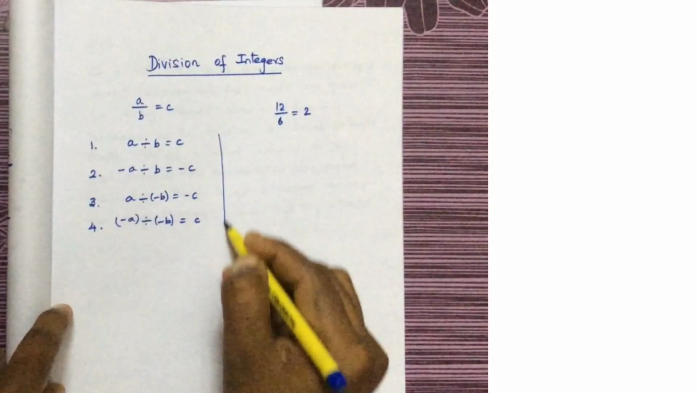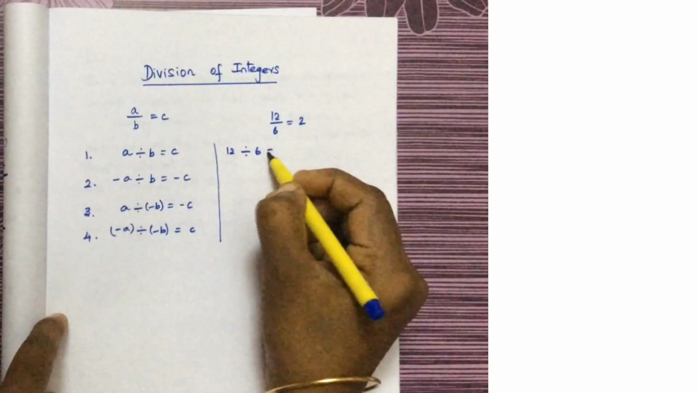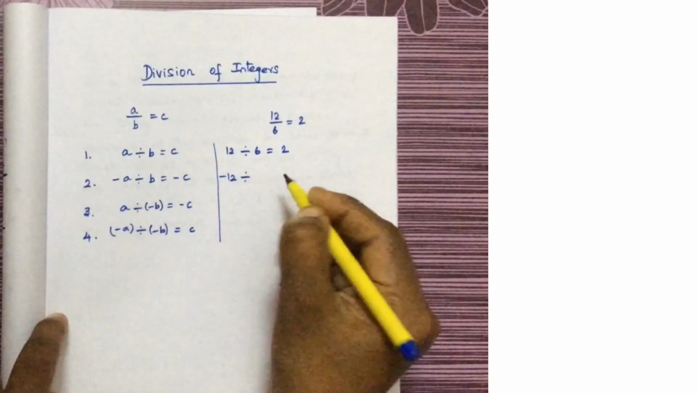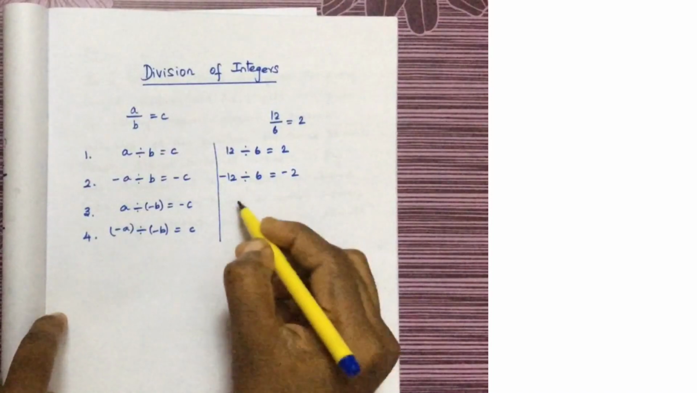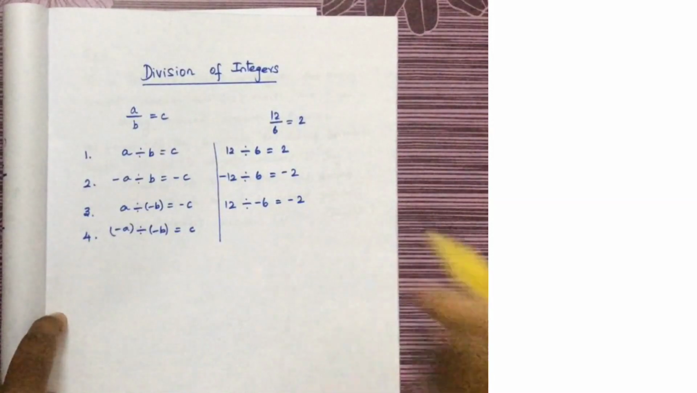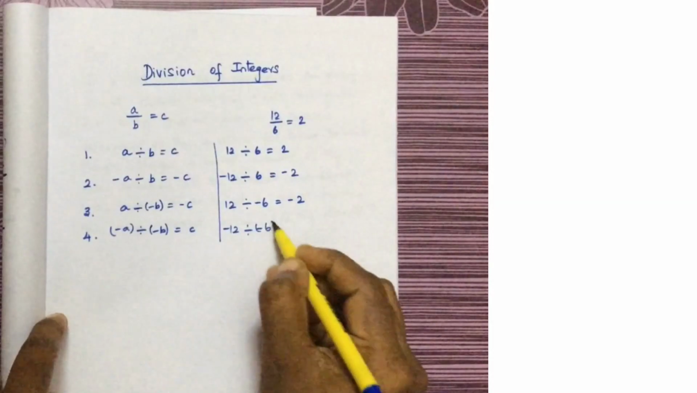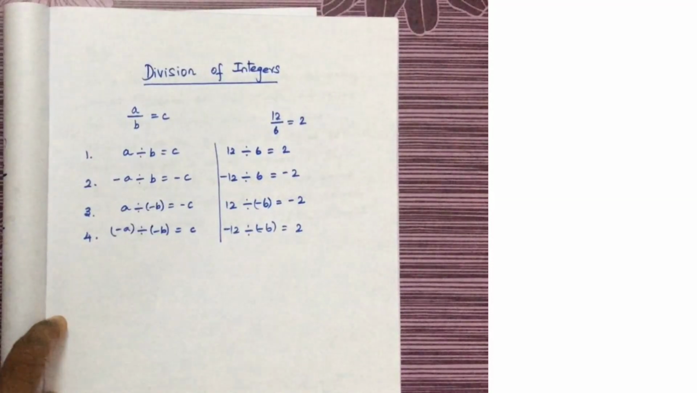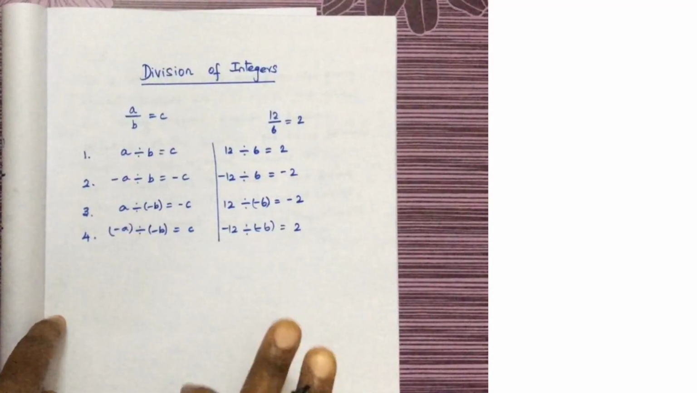Side by side I am giving some examples. This is 12 divided by 6, that is 2. The same thing, minus 12 divided by 6 is equal to minus 2. 12 divided by minus 6 is also equal to minus 2. Minus 12 divided by minus 6 is equal to 2. So these are the 4 cases when we are seeing division of integers.